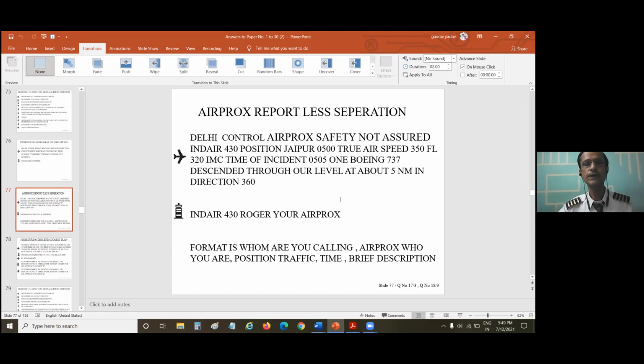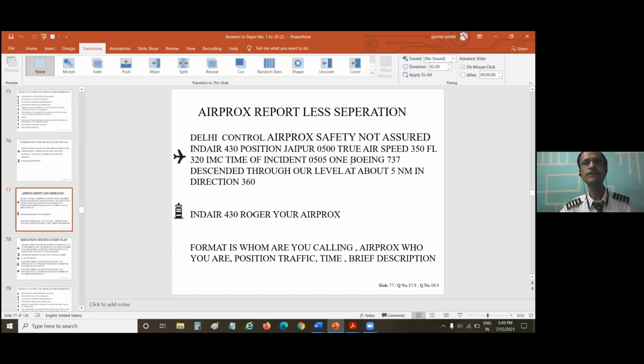All right. Okay. We say overshooting. Overshooting is an incident. Undershooting the runway also is an incident. Anyway, so you said the time of incident so and so. Now you must give a description of the traffic. One Boeing 737 descended. It's not given in the question paper. It's all imagination. You have to imagine something and give. One Boeing 737 descended through our level at about 5 nautical miles in direction 360.